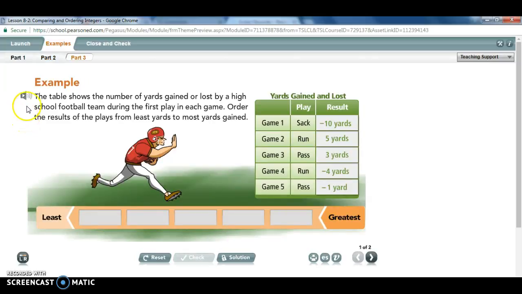Last part, it's part 3. The table shows the number of yards gained or lost by a high school football team during the first play in each game. Order the results of the plays from least yards gained to most yards gained. Remember that negative numbers are yards lost. Our positive numbers are yards gained. So you're going to order the results of the plays from least yards to the most yards that were gained. I want you to try this on your own first.